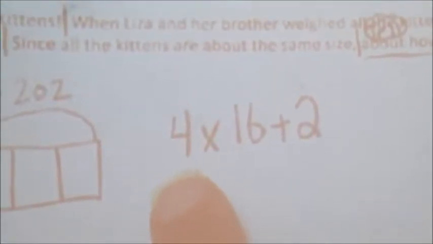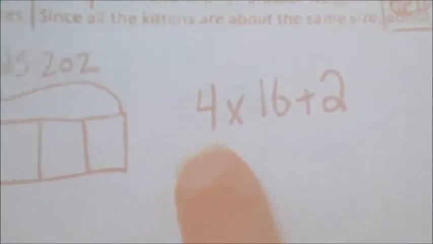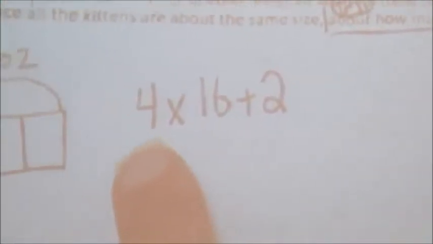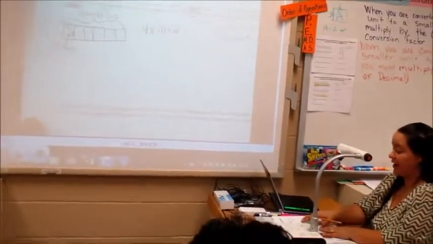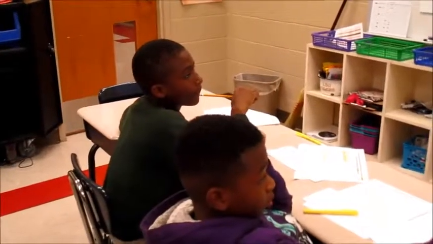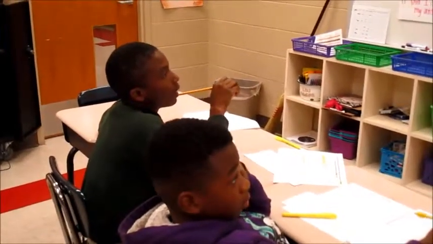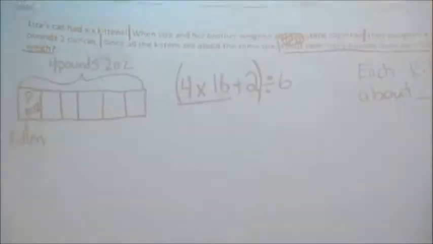Guys, this is a multi-step problem. Do I need parentheses at this point? Yes. Why? Because you have to multiply first. Well, what are the orders of operations? What's the last step I need to do after I convert to ounces and add the 2 ounces? Divide. Divide by 6. Solve on your own. You got this.